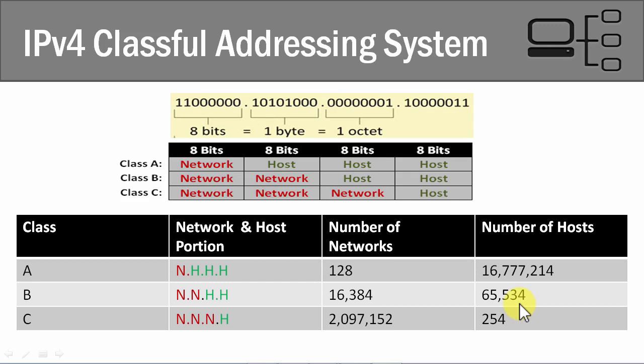So this is inefficient, and that's why we've gotten to IPv6, and that's also why we do something called subnetting, where we can actually take these classes, if somebody assigns us a class, and break them up. And so we're going to talk about subnetting in this course, but we're not going to talk much more about IPv6. But that's what the IPv4 classful addressing system is.